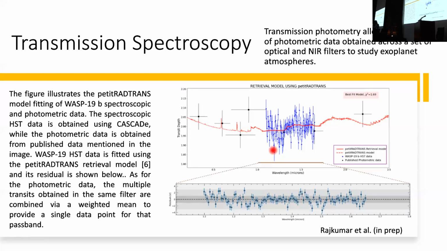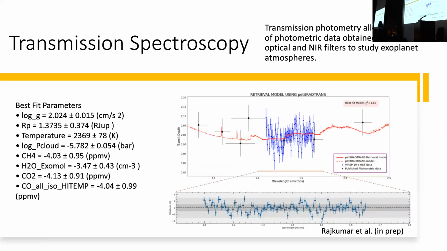And we have modeled this using a Petit-Raytrons retrieval model. So what we can conclude here is that the Rayleigh scattering and a few atomic species like sodium, potassium, and also water seem to agree well with the model and also the HSD data, which is already published. The plot below is the residual of the HSD spectroscopic data. And these are the best fit parameters that we have obtained from the retrieval model.